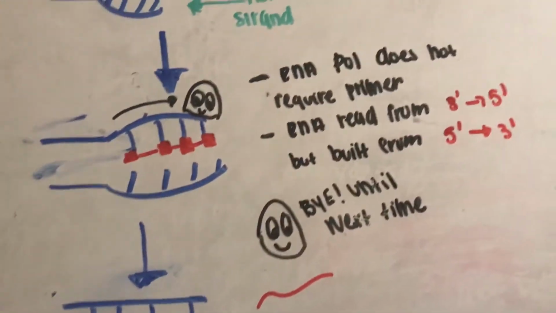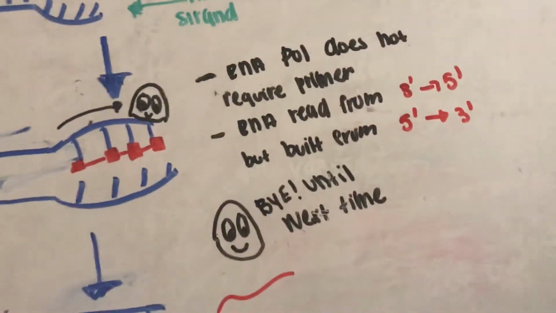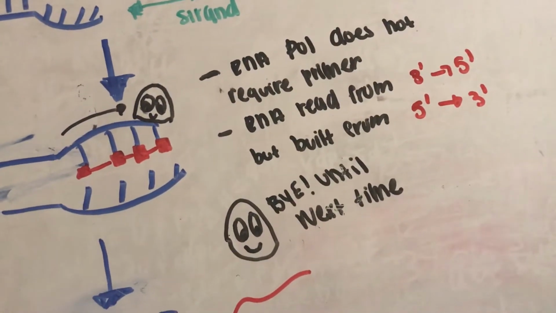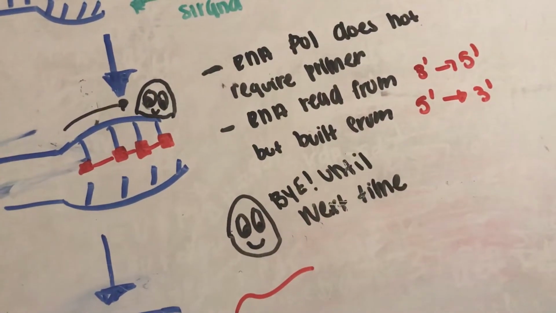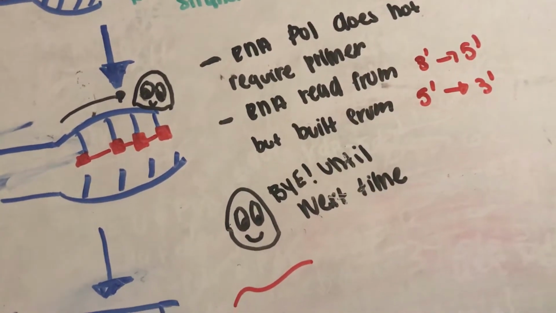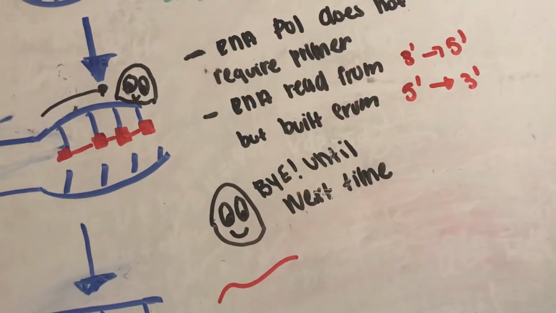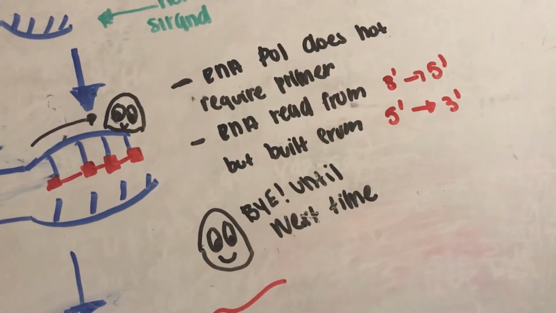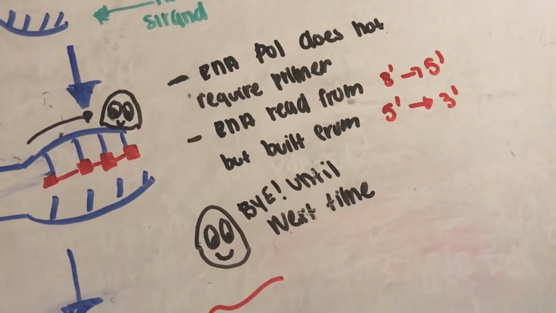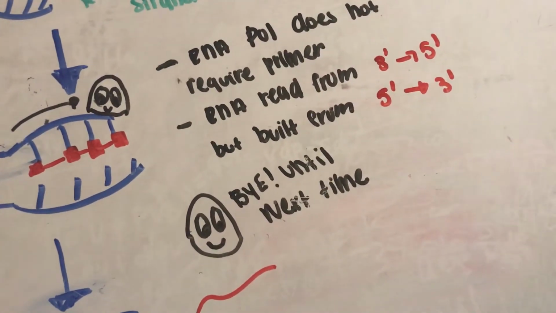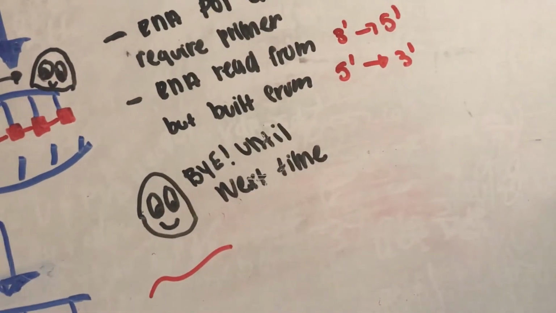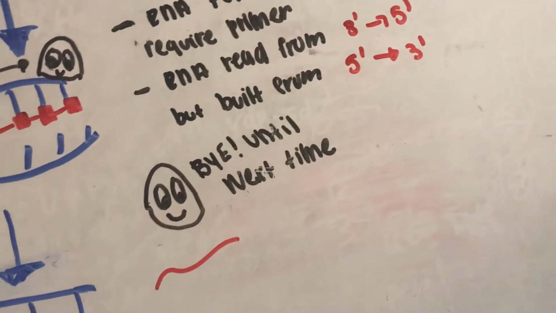So we have to talk about the difference between DNA and RNA, right? In RNA polymerase, it doesn't require a primer. The RNA reads the sequence from 3' to 5', but it's built from 5' to 3'. Also, RNA is ribonucleic acid, which uses ribose sugar rather than a deoxyribose sugar. And it expresses uracil rather than thymine.